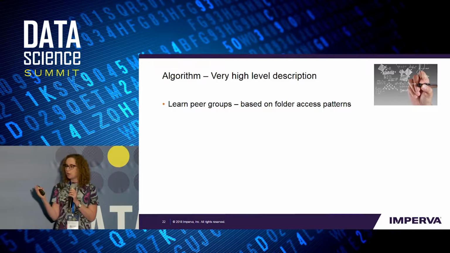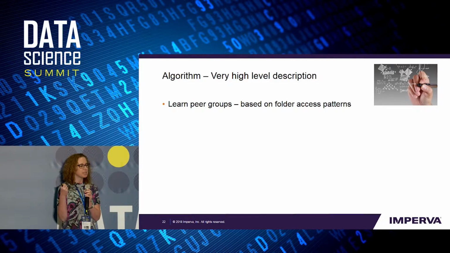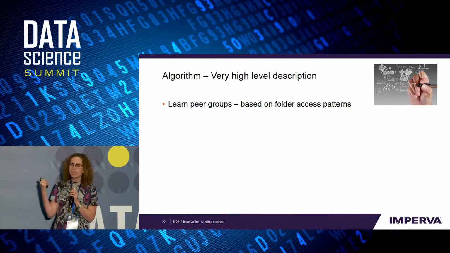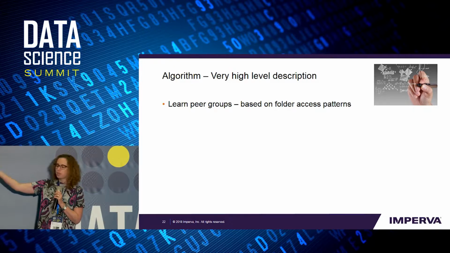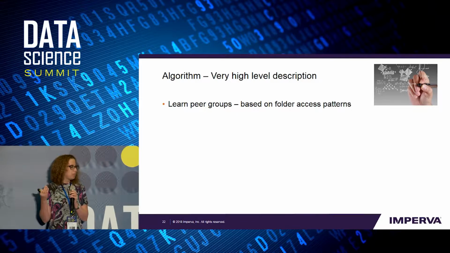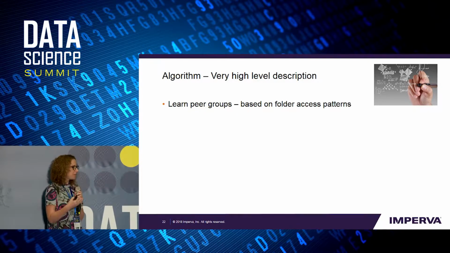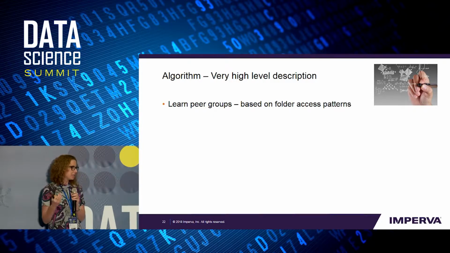And now let's look at a very high-level view of our algorithm. The first step in our algorithm is learning the peer groups in the organization. This is based on the folder access patterns. And what do I mean by peer groups? Let's look at the example from before. We can look at the blue users who work on project 1. All these users probably need to access specific folders that relate to project 1. This is the reason that our algorithm will learn them as the same peer group.